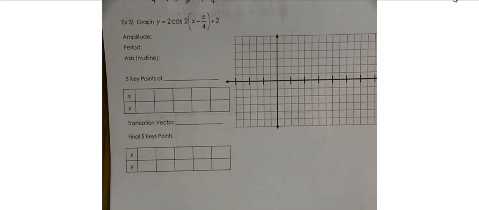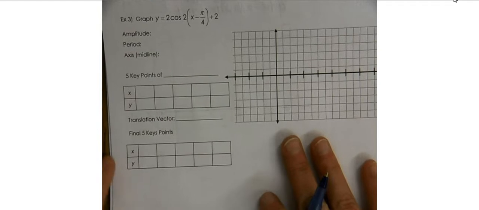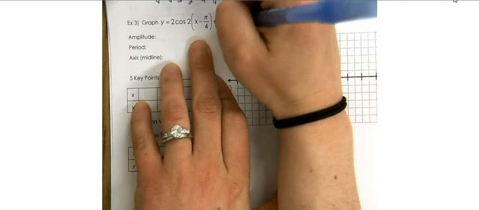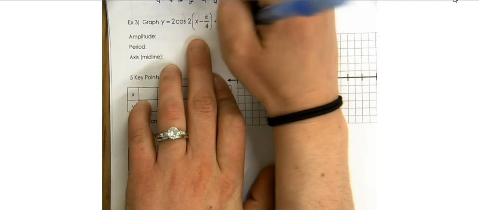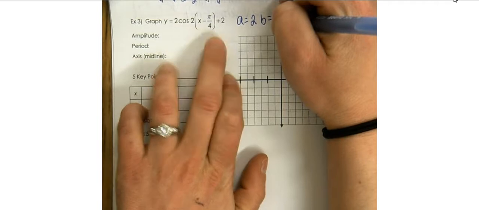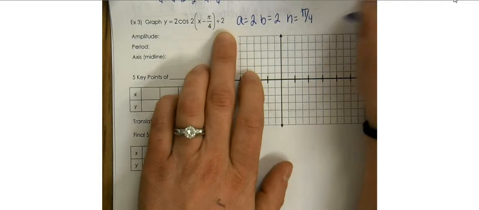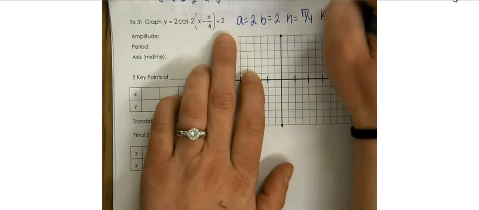The first thing that I'm going to do is identify my A, B, H, and K. And in this problem, A is equal to 2. B is equal to 2. My H value is going to be the opposite of what I see, so that's going to be pi over 4. And my K value is going to be equal to 2.